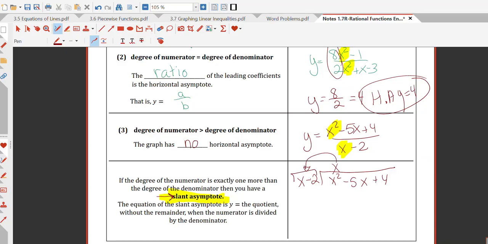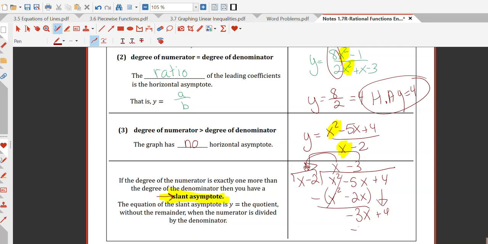Then you multiply it here. So x squared minus 2x. Then you subtract. Those are going to cancel out. You get negative 3x. Drop down the 4. And then x goes into negative 3x, negative 3 times.